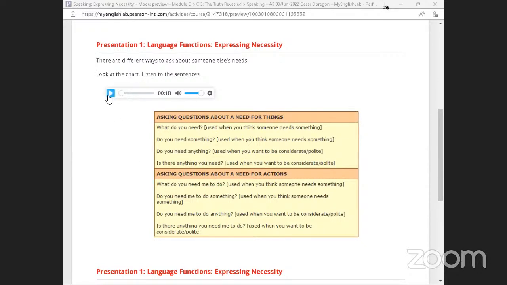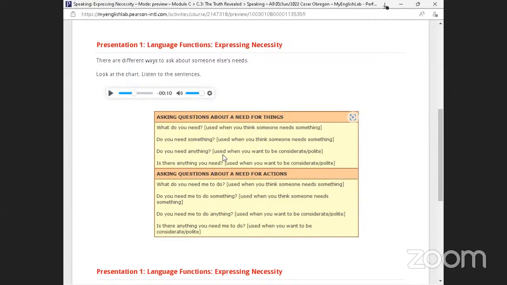Are you ready? Let's do it. What do you need? Do you need something? Do you need anything? Is there anything you need? So the first one, what do you need? Used when you think someone needs something. Do you need something? Used when you think someone needs something.